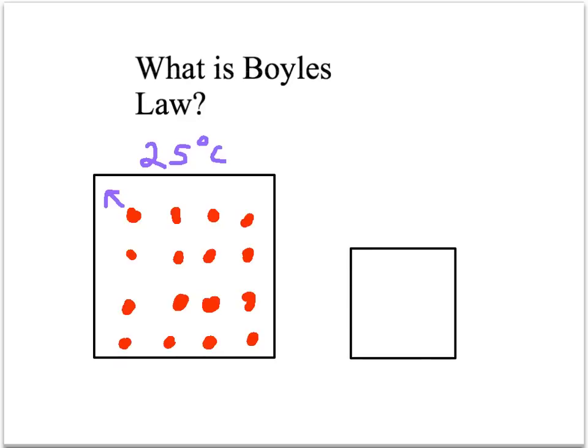And we're going to keep the amount of gas the same. So we'll put the same amount of gas in there of 16 particles. 1, 2, 3, 4, 5, 6, 7, 8, 9, 10, 11, 12, 13, 14, 15, 16. You can see, first of all, that they're crammed in there now, but there are a couple assumptions.